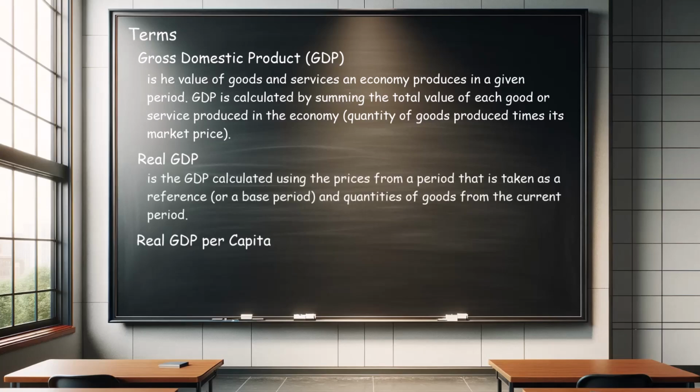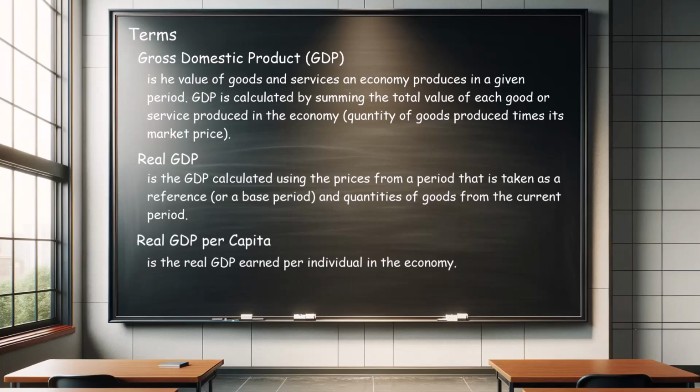Real gross domestic product is the GDP calculated using the prices from a period that is taken as a reference, or a base period, and quantities of goods from the current period. Real gross domestic product per capita is the real GDP earned per individual in the economy.